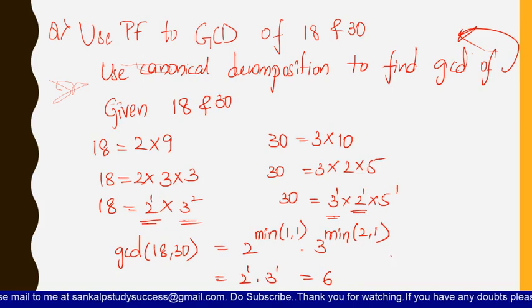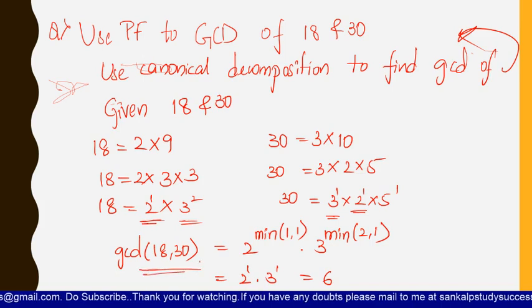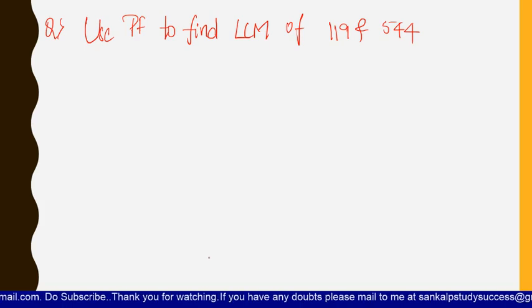Okay, clear? First you need to find the canonical decomposition of both 18 and 30. Then you have to find what is in common. The numbers which are in common, and the minimum of their powers, you need to multiply in order to get the GCD of two numbers. Now let us see how to find the LCM of two numbers, which are 119 and 544. How do you find the LCM? Let us see here.